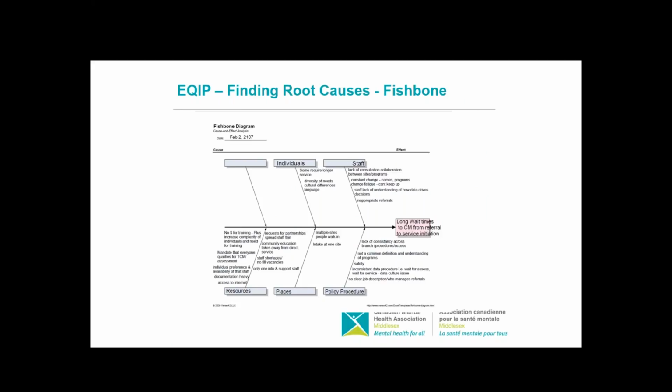This is an example of the fishbone that was created, and this was created by the full project team. Our quality improvement team has direct service workers, so our intake workers are in it, as well as our case managers, and then there's some management representation, and then myself sitting at the table, not being a part of case management or intake, so that outside eye.